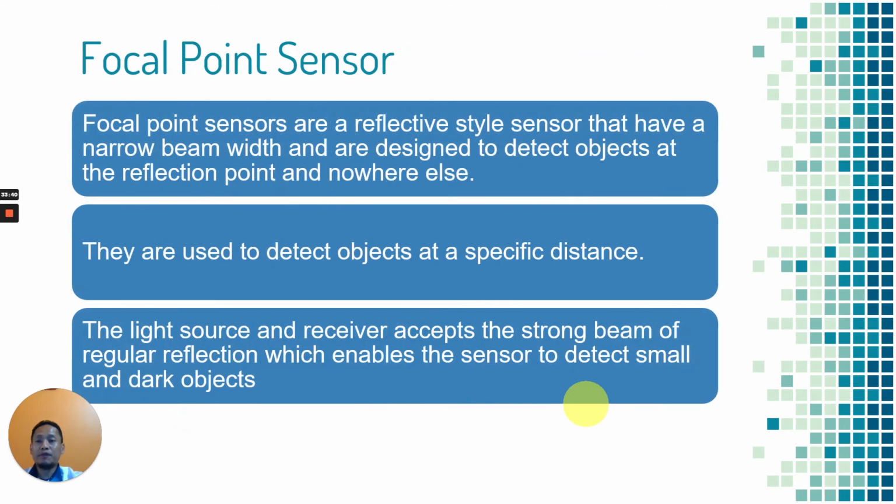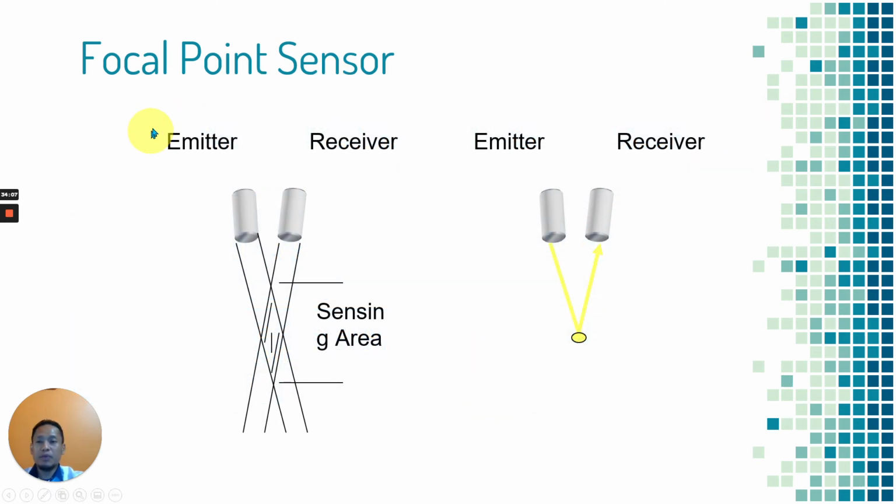For example, the focal point sensor. Focal point sensors are a reflective style sensor that have a narrow beam width and are designed to detect an object at the reflection point and nowhere else. They are used to detect an object at a specific distance, with the light source and receiver excepting the strong beam of regular reflection, which enables the sensor to detect small and dark objects. This is the focal point sensor.